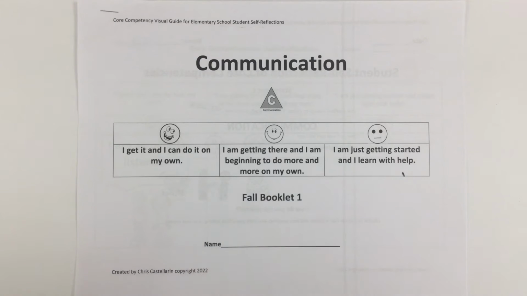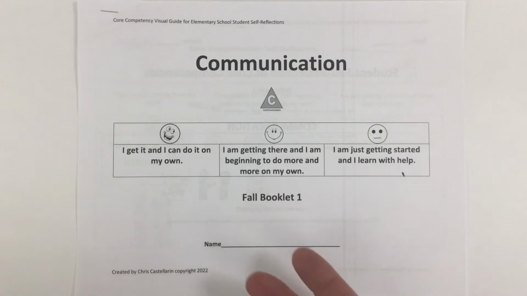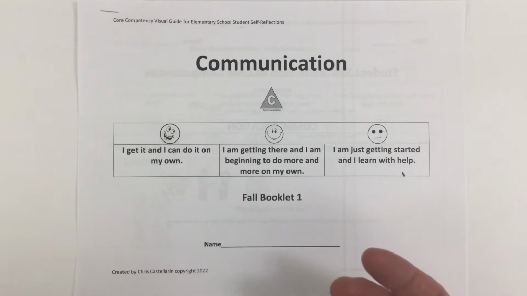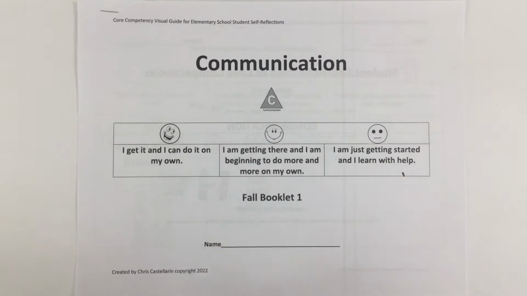There's a spot on the front cover for the student's name, and you'll notice here this one says Fall Booklet 1. Now it doesn't matter what order you do the booklets in, but I've presented Communication as the first book and Social Responsibility as book number 6, the last book, all the rest in between. But you also notice that it says Fall. That's been done depending on how many times you want to go through the entire program through the year or what time of the year you're presenting which book.